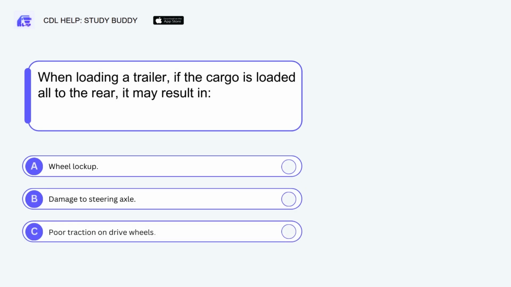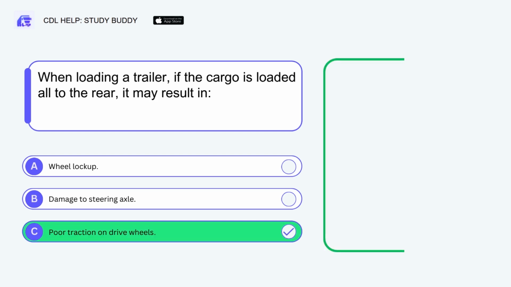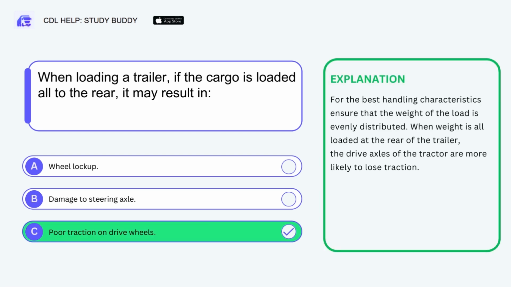When loading a trailer, if the cargo is loaded all to the rear, it may result in: for the best handling characteristics, ensure that the weight of the load is evenly distributed. When weight is all loaded at the rear of the trailer, the drive axles of the tractor are more likely to lose traction.